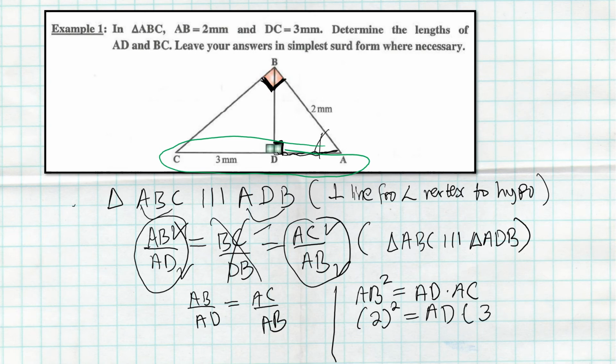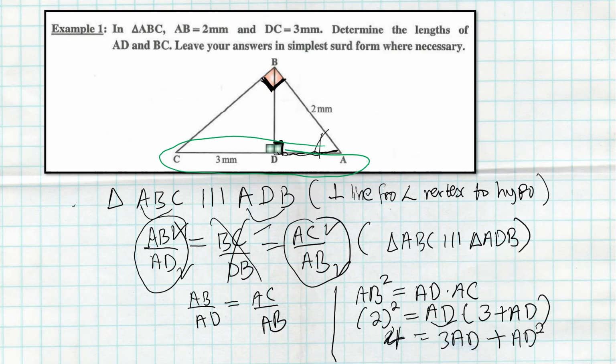plus AD. Then we really need to multiply by AD here in order to solve for AD. So AD will multiply with 3 and it will be 3AD. And AD will multiply with AD and it will be AD squared. Can you see? So it's equal to 4. Can you see right there?